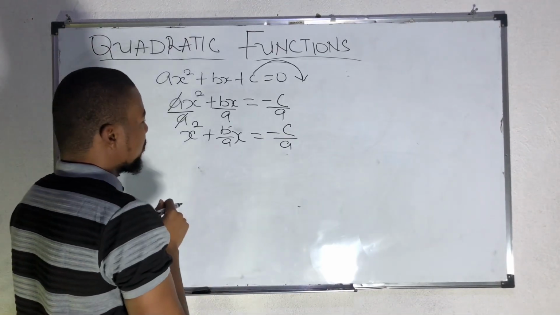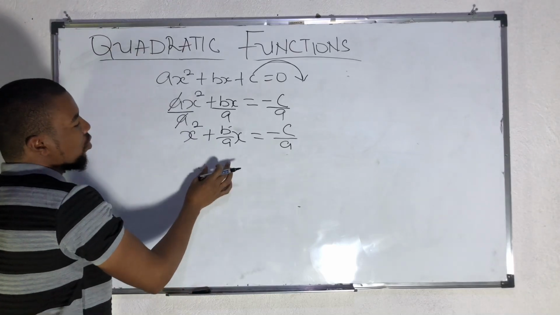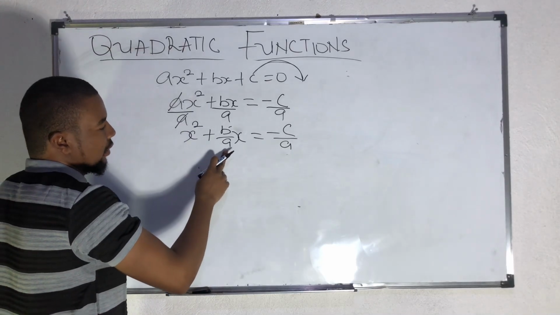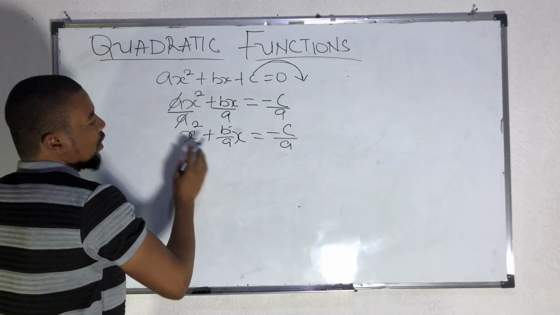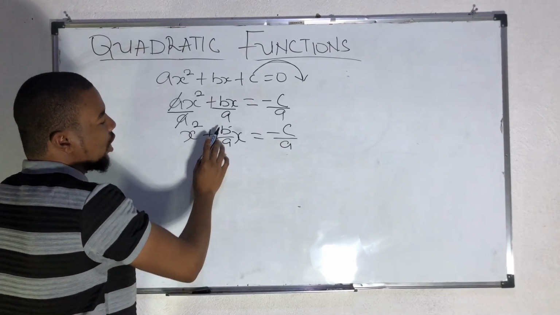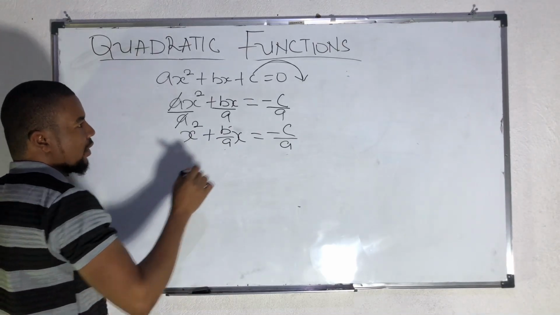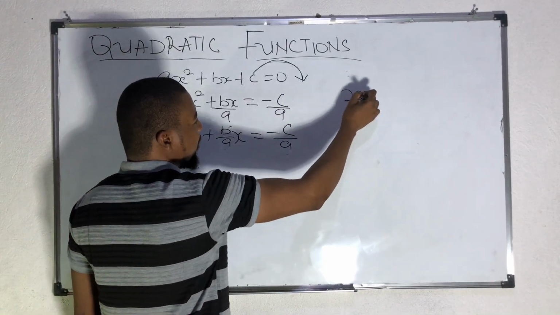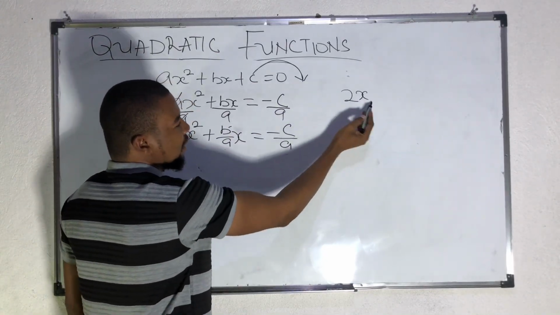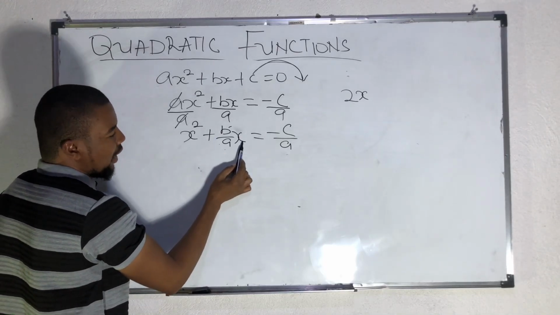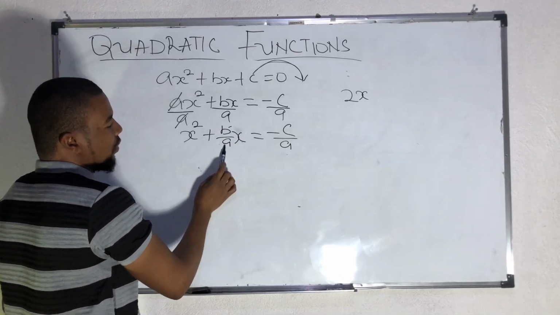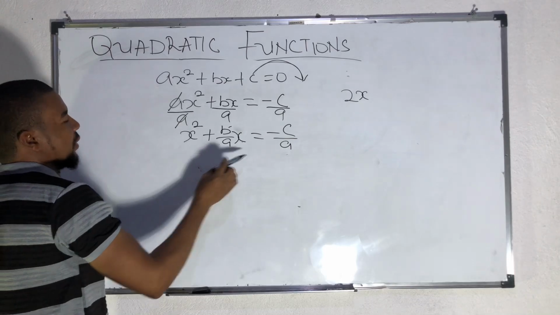Next up, what do you do? You are going to look at the coefficient of x. The coefficient of x here is b over a. Now, get half of the coefficient of x. If you have 2x, for example, the coefficient of x in this case is 2. The number or term attached to the x is our coefficient of x, which in this case is b over a.